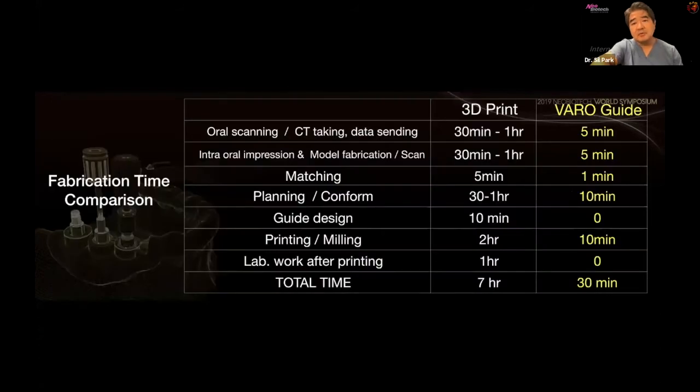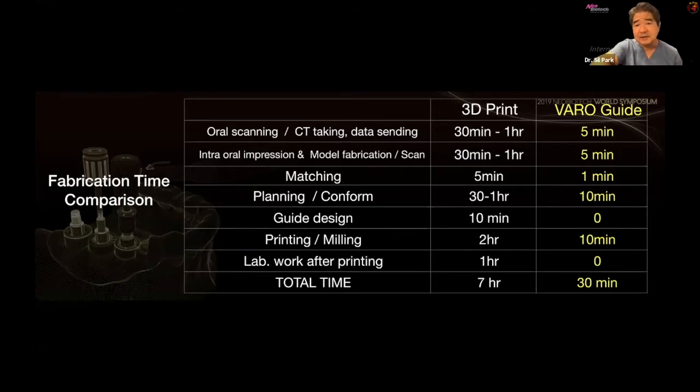So overall, when I compare the 3D printing conventional guide system and the VARO guide system, time-wise, intraoral scanning, impression and production all take about 30 minutes to 1 hour, right? And also planning, we usually don't do that. The lab tech is going to do that, and then guide design for the VARO guide is very short. We can do it chairside, but in the conventional one, the lab technician needs to do that, right?